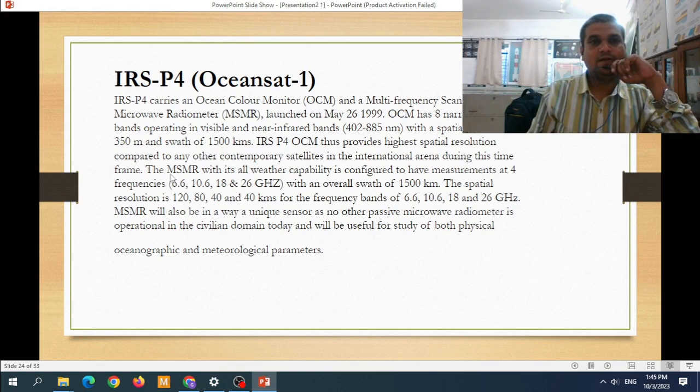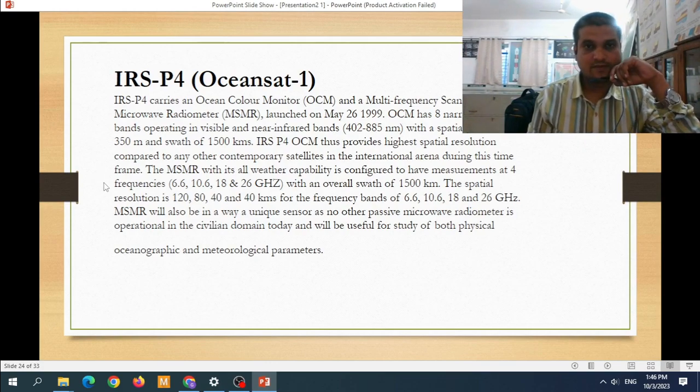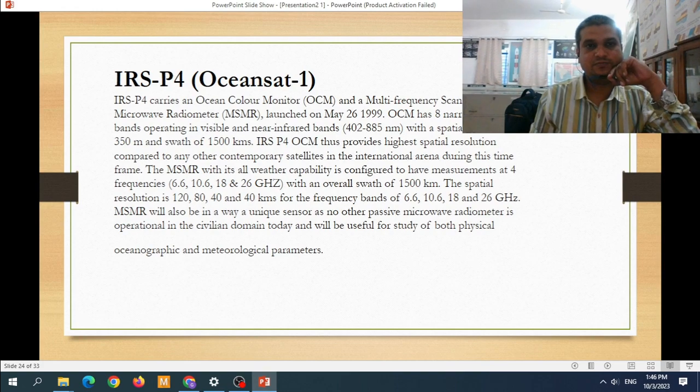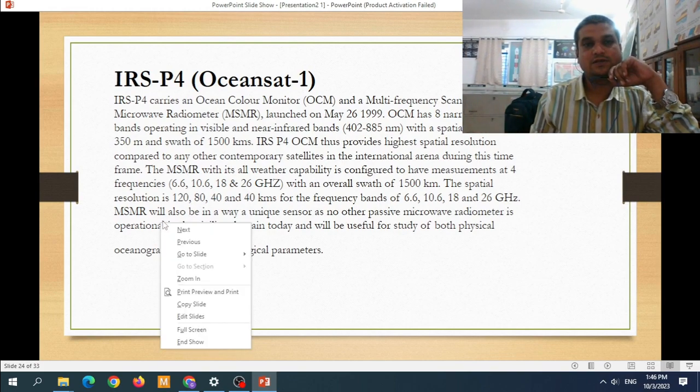Then the multi-frequency scanning microwave radiometer has all-weather capability, that is the measurement of 4 frequencies. Okay, you have to remember these 8 narrow spectral bands, then the spatial resolution and the swath, that is 1500 km. The capability is confirmed to have measurement at 4 frequencies, 6.6, 10.6, 18 and 26 gigahertz. This is only used for oceanographic and meteorological parameters.